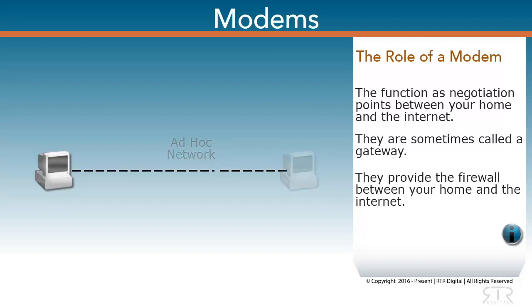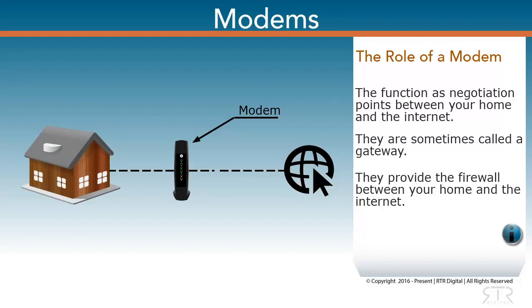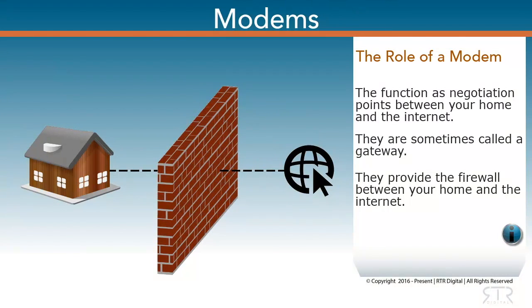If the goal of your network is to be able to surf the web, you're going to need a modem. Modems function as negotiation points between your home network and the wide area network known as the internet. That's the reason you'll hear geeks sometimes call it a gateway. Your home network is walled off from the outside world, and adding a modem is like adding a gate to the wall so information can pass back and forth.